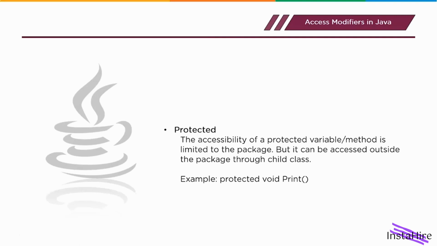Now let's try to understand this through an example. We have the first line of the example over here, which says protected void print method. Here the print method is being protected through the protected access modifier keyword. Now to understand this in a much more detailed way, let's try to execute a small program.